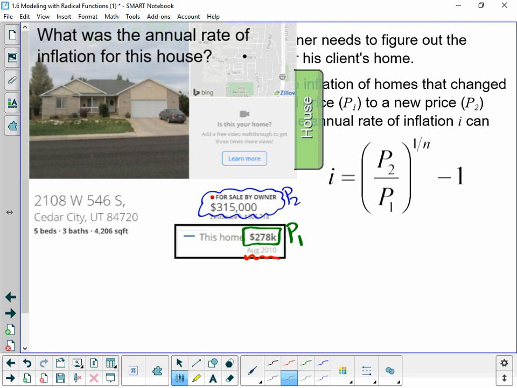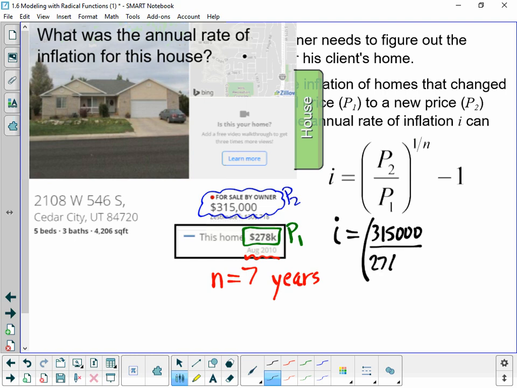Now the other thing that we need to know is our N value. N is the number of years between the two prices. So since this original price was in 2010, our N is going to be 7 years because it's now 2017. So let's put those variables into our equation. We need to put the new price divided by the old price, and we want to raise that to the 1/7 power and then subtract 1.